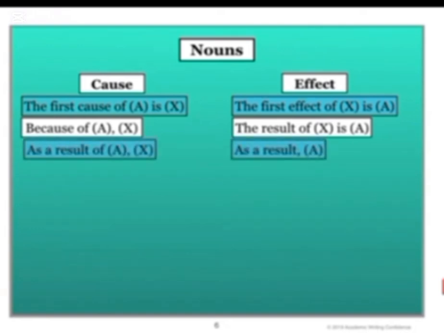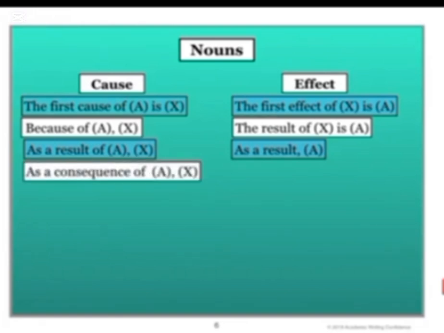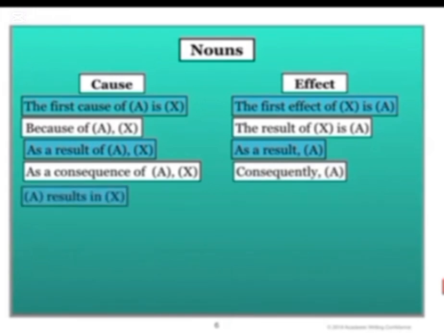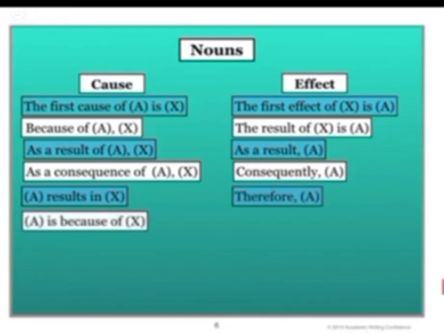Or the result of smoking is cancer. In the same way, we can use this phrase: as a result of A, X is true, or as a result, A is true. As a consequence of A, X is true. Consequently, A is true. A results in X. Therefore, A is true. A is because of X, or X affects A.